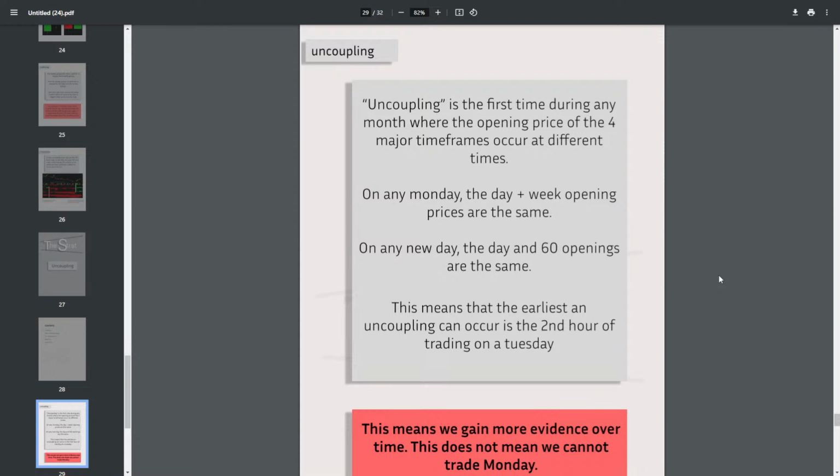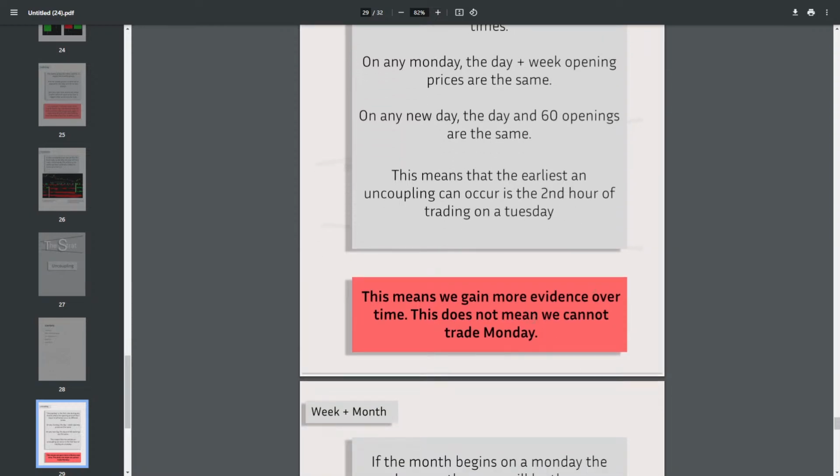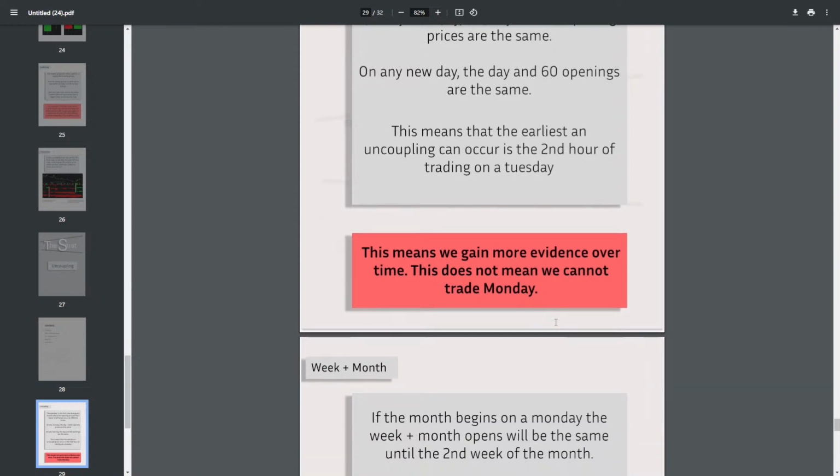And what this means is the earliest time that we can have an uncoupling, where all 4 major time frames occur at different times with their opens, is on the second hour of trading on a Tuesday. And this means we gain more evidence over time. This does not mean we cannot trade on a Monday.